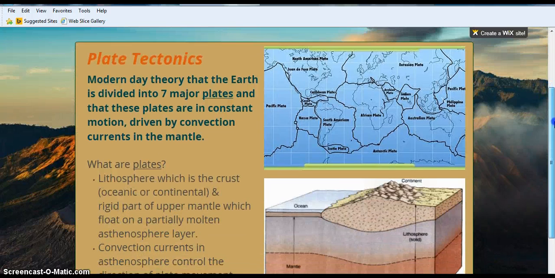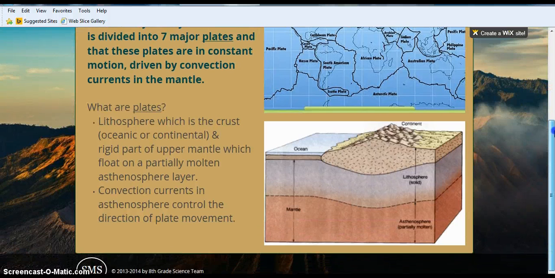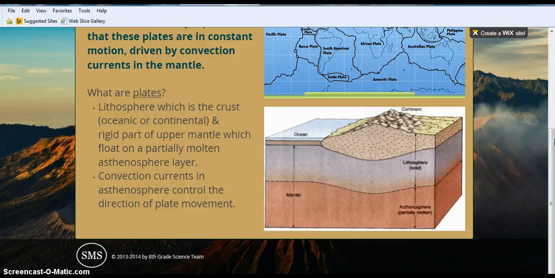Okay, looking at plate tectonics, again, just to summarize, this is the modern day theory that the Earth is divided into 7 major plates. You can see a picture here that has those 7 major plates, and that these plates are in constant motion, again driven by those convection currents in the mantle. So what are plates? Lithosphere, which is the crust, whether it's under the ocean or under the land, oceanic or continental, and the rigid part of the upper mantle, which floats on a partially molten asthenosphere layer. Convection currents in the asthenosphere control the direction of the plate movement.